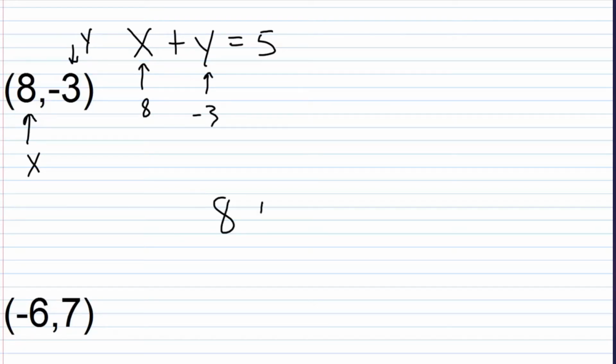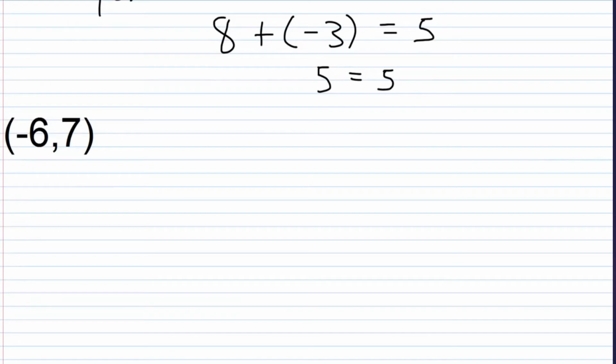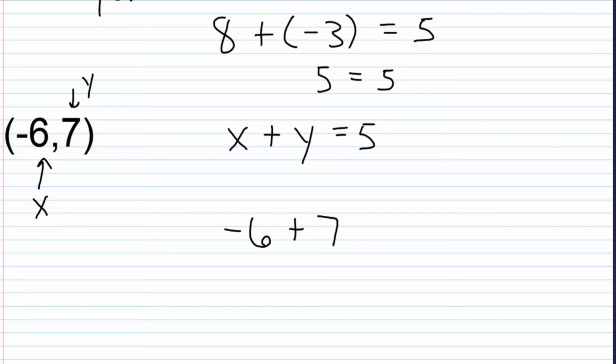So what's 8 plus negative 3? Well, that equals 5 as well. So yes, this ordered pair is a solution. Let's look at the next one. Again, I'll just keep rewriting the equation so we don't have to keep scrolling up and down. x plus y equals 5. So we have the ordered pair negative 6, 7. Again, this is the x value and this is the y value. So I'll have negative 6 plus 7 equals 5. Negative 6 plus 7 is 1, and that is not equal to 5. So this is not a true statement, which means this ordered pair is not a solution.